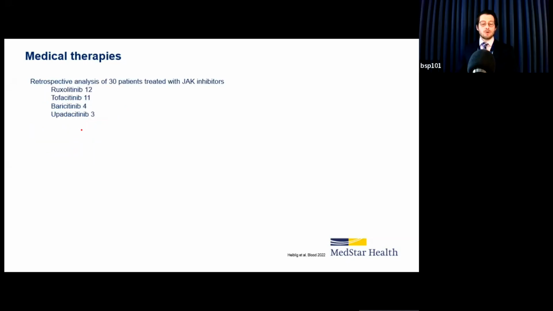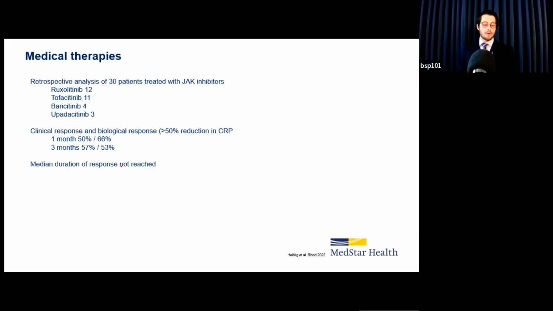And then the most promising therapy so far is JAK inhibitors. So this was a retrospective analysis from France. Again, 30 patients were treated with different types of JAK inhibitors. The majority received ruxolitinib. And they defined clinical responses and biological responses with a reduction in C-reactive protein levels. So at a month, around half of the patients had achieved the responses, both clinical and biological. And at 3 months, again, it was maintained. Around half of the patients reached both responses. And the median duration of response wasn't reached at 6-month follow-up.